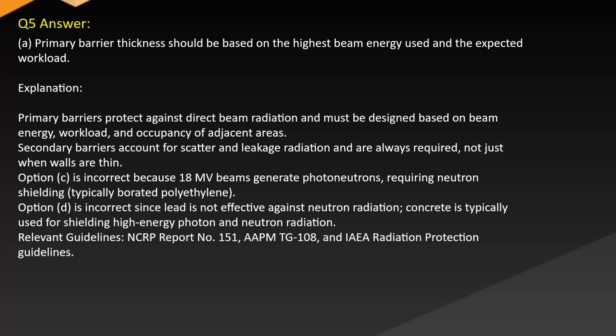Option C is incorrect because 18 MV beams generate photoneutrons, requiring neutron shielding, typically borated polyethylene. Option D is incorrect since lead is not effective against neutron radiation. Concrete is typically used for shielding high-energy photon and neutron radiation. Relevant guidelines: NCRP Report No. 151, AAPM TG 108, and IAEA Radiation Protection Guidelines.